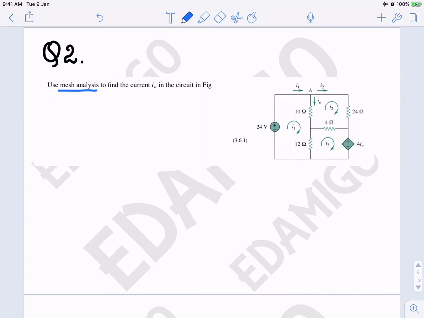Such kind of question will never come in the GATE exam. They will not ask you to use mesh analysis to find the current I naught. They will just say find out the current I naught in the given question. That means you can apply nodal analysis, mesh analysis, or a combination of both. I have given this question to explain that we can apply the combination of mesh analysis and nodal analysis to solve any question. So let's begin with the question.